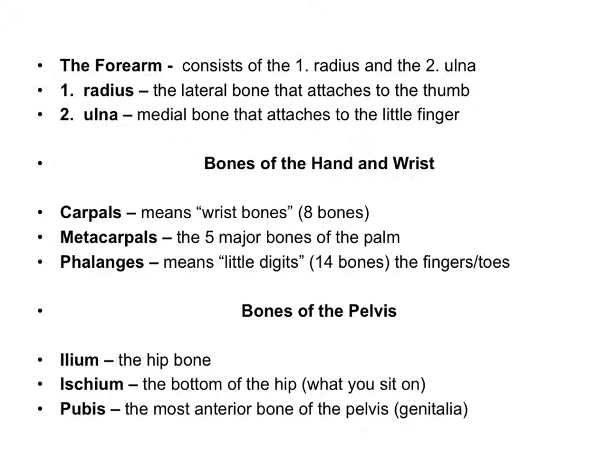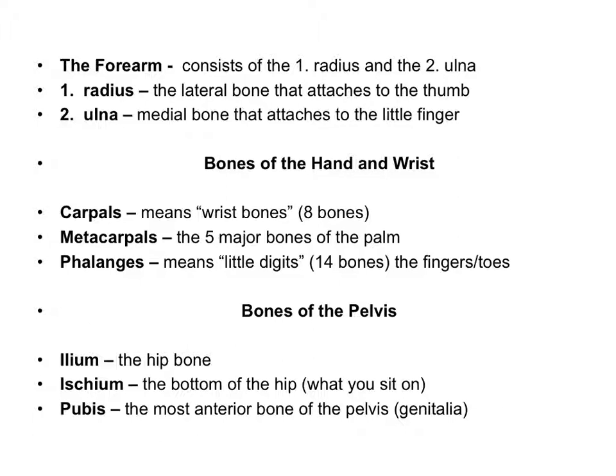Next is the lower arm, or the forearm. We have 2 bones in the forearm, the radius and the ulna. The radius is the lateral bone that attaches to the thumb, and the ulna is the medial bone that attaches to the little finger, or metacarpal number 5.